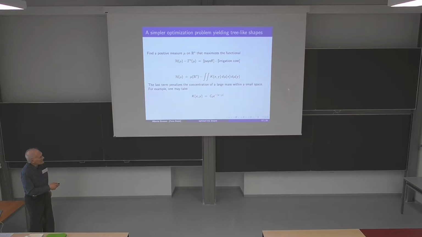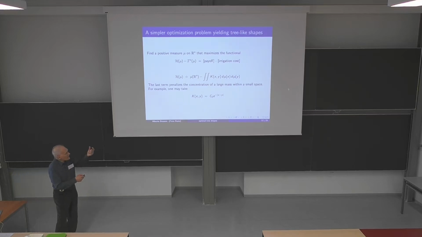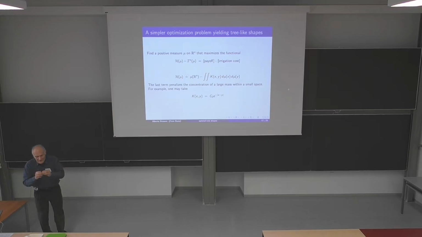Simply, you can take k of x,y to be some constant times e to the minus |x minus y|. So what does this mean? It means that when x is close to y, this is penalized, right? So you want to spread the measure mu wide, because if you clump them like in a Dirac delta, you pay a lot in here. But when x is far from y, you pay almost nothing. Okay? So that penalizes clumping a lot of mass in the same place.